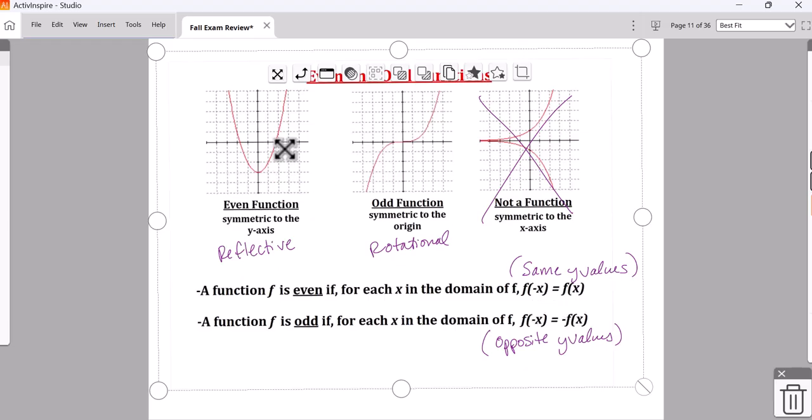So like over here, this x value is negative, and this x value is positive, but the y values are the same. And that's true of all of these points on both sides. All the y values over here are the same as the y values over here. Whereas these, when x is negative and when x is positive, they are opposite y values. So these are all positive values, these are all negative values, and so they're opposites of each other.